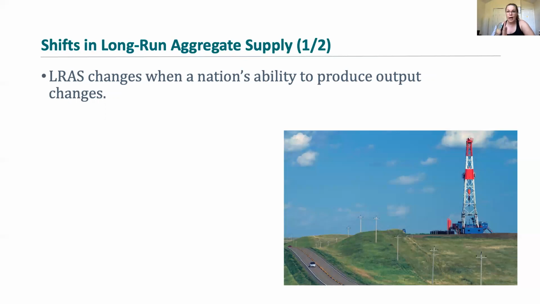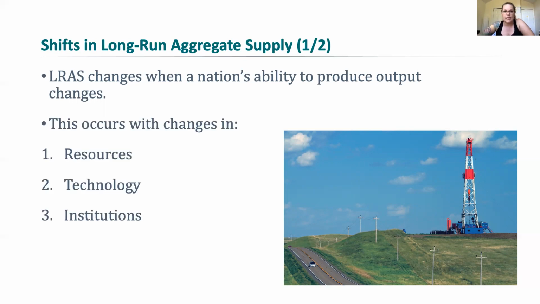So the long-run aggregate supply curve, although vertical, can still shift to the right or to the left, because remember, shifts are not tied to changes in price levels. The long-run aggregate supply curve will change with a nation's ability to produce output. So some examples here. The ability to produce output is tied to a change in our access to resources, a change in the development and innovation of technology, and a change in the institutional structure that creates an environment for the economy.